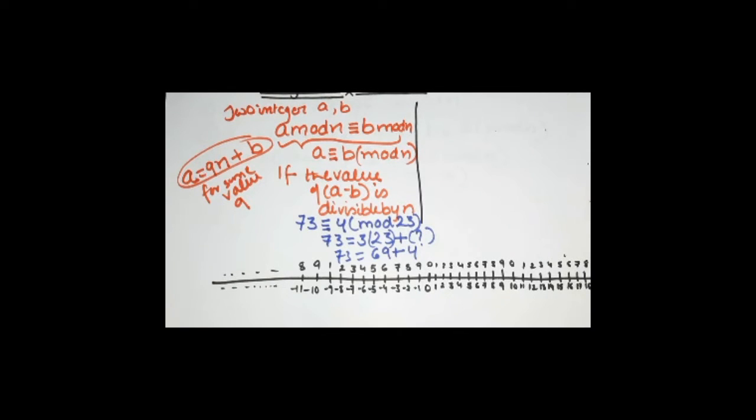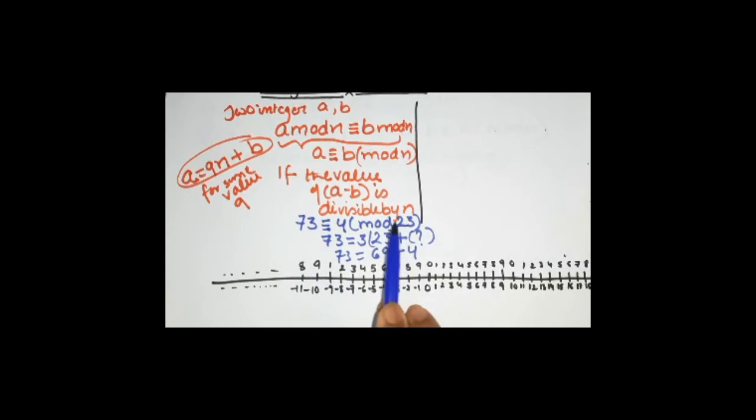Right? Okay, let me explain once again. I have already been given that 73 is congruent to 4 mod 23. That is, 73 mod 23 is equal to 4 mod 23. That is, 73 is congruent to 4 mod 23. Now, you can also write this.